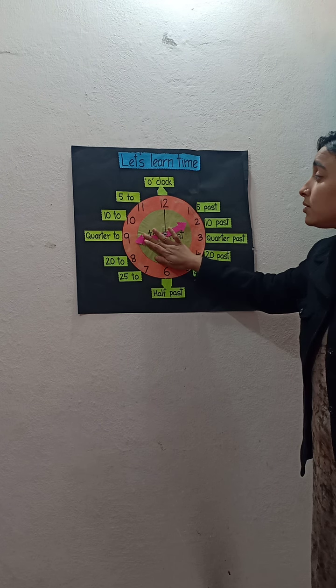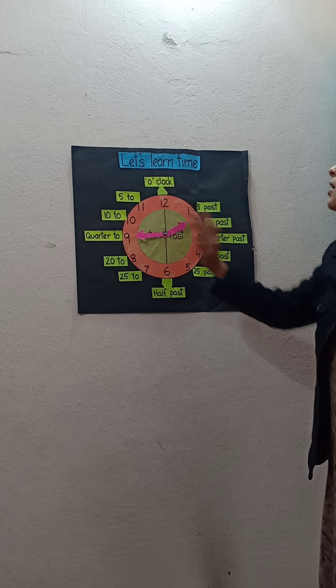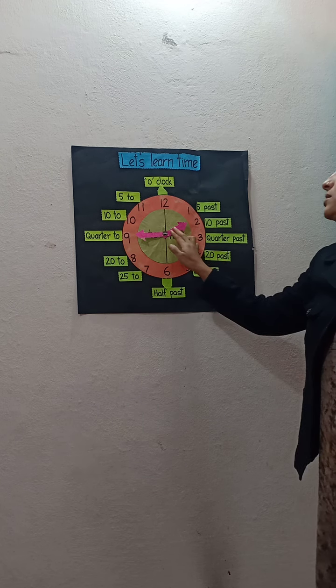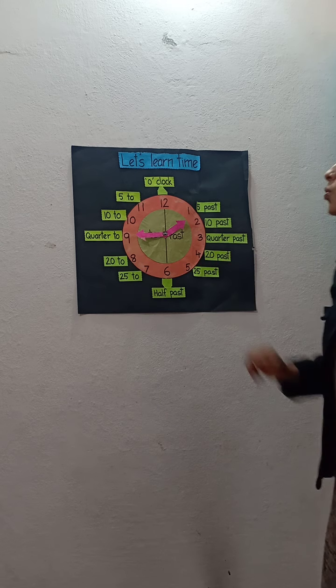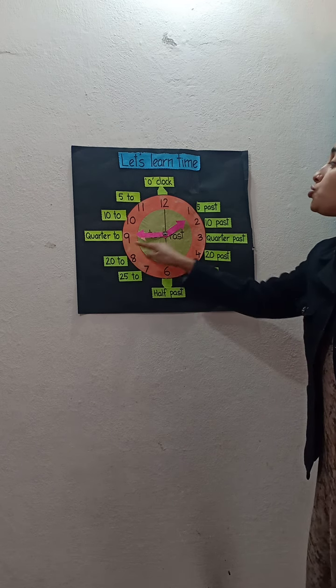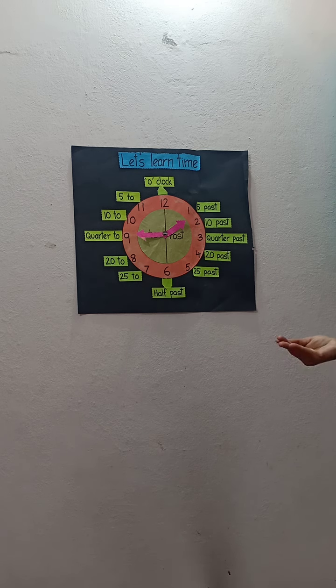Suppose the short hand is on 2 and the long hand is on 9, so what will be the time? The time will be 1:45. Quarter to and quarter past means what?